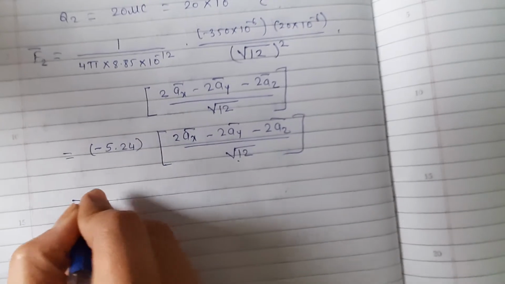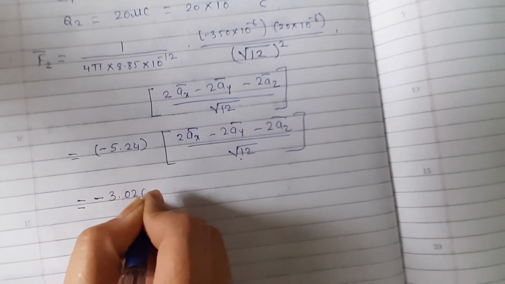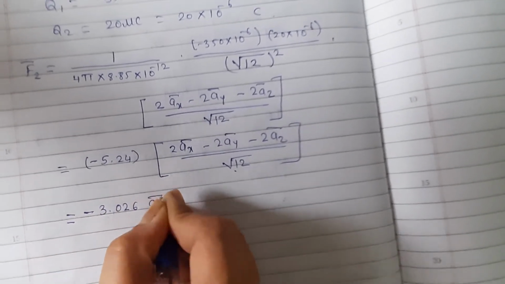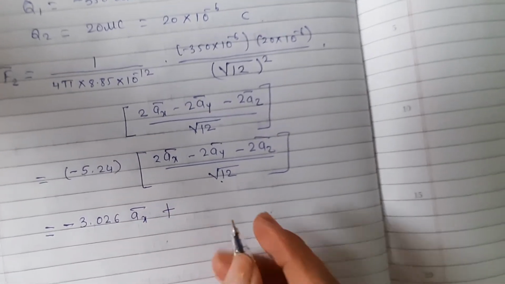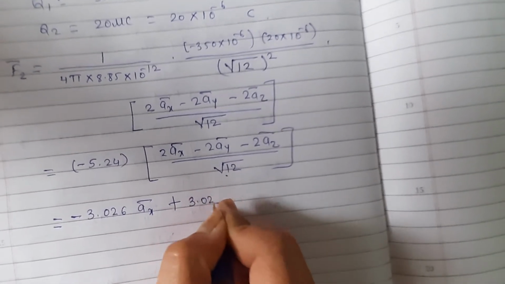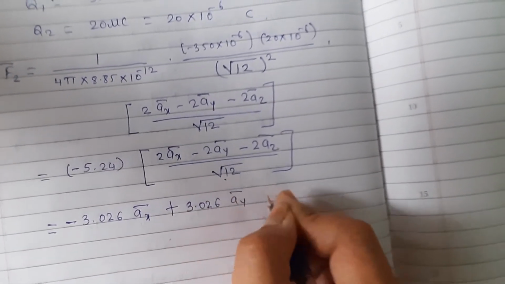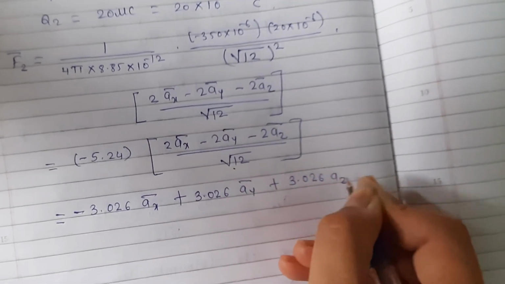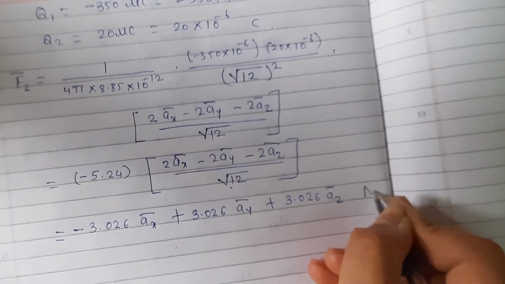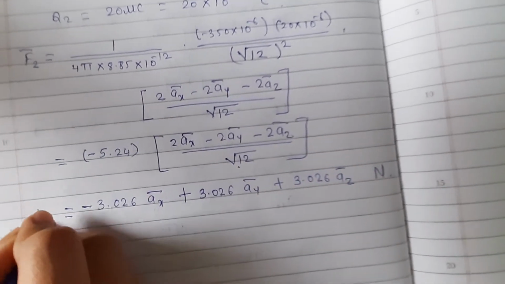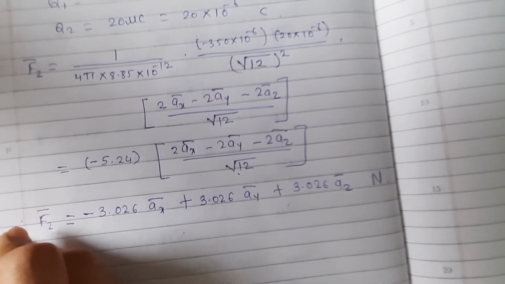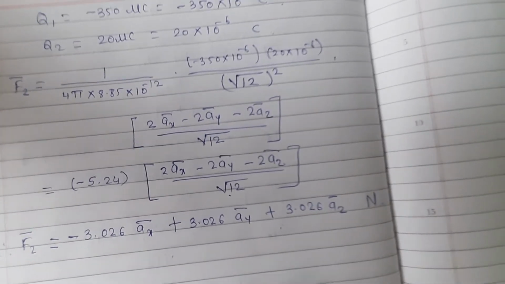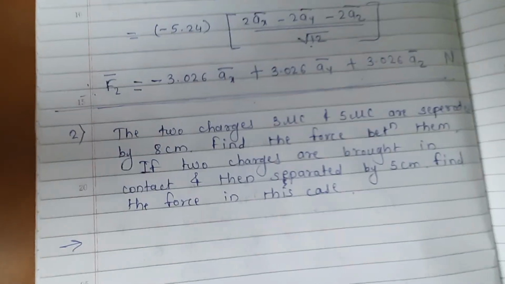So we get minus 3.026 ax bar plus 3.026 ay bar plus 3.026 az bar, and the unit is Newton. So this is the F2 bar force. This is our final answer.